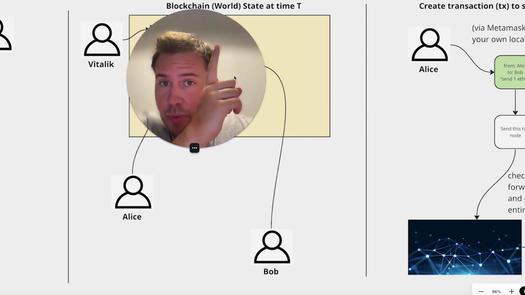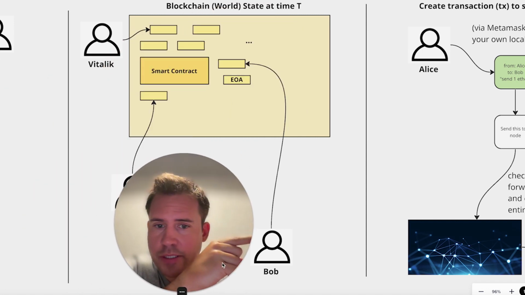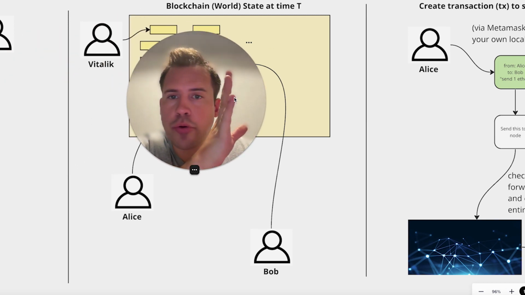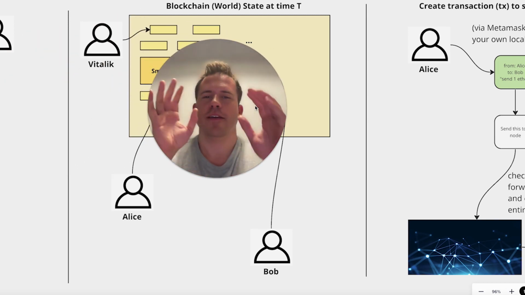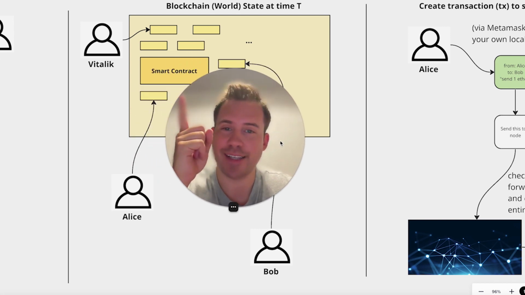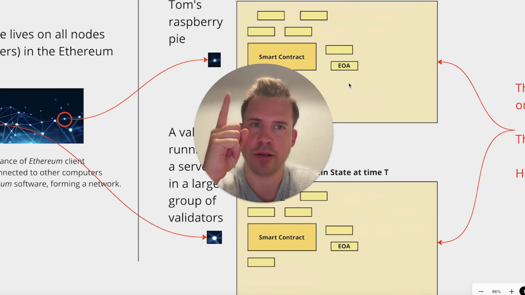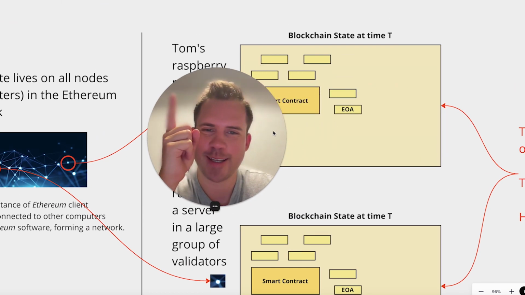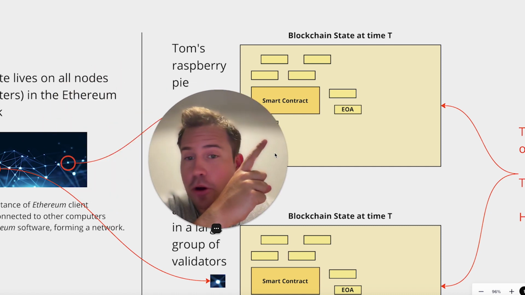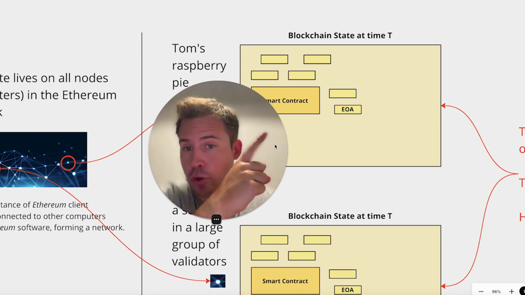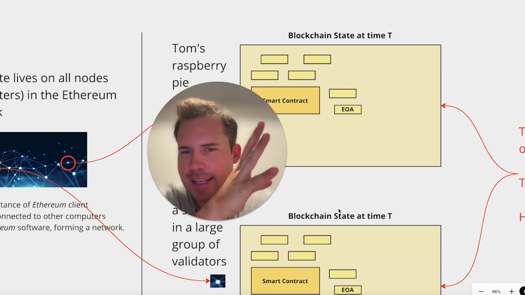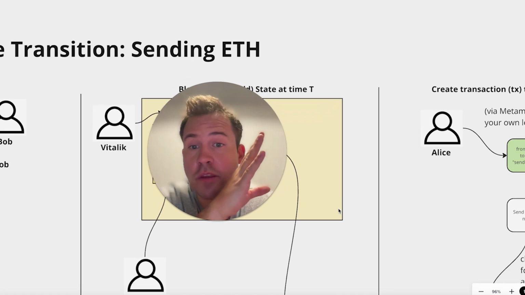So this is, again, the blockchain world state at time t. Cool. We have Alice and Bob. And by the way, it's also to show that any externally owned account, any smart contract ever is present in this world state. So that means on Tom's Raspberry Pi, assuming it has enough storage, it can actually see all accounts, Vitalik's account, my account, your account. He can't access your funds because he doesn't have your private keys, but he can see it.